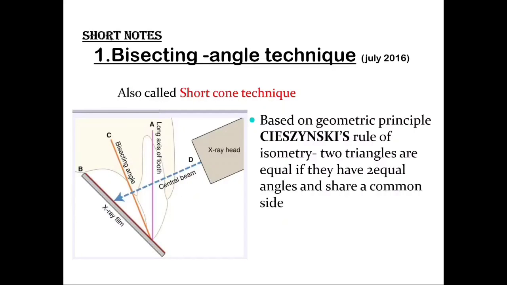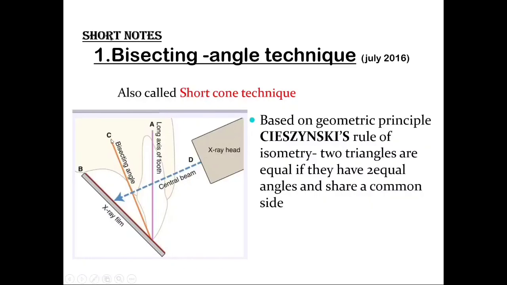As I said, bisecting angle technique, the other name is called the short cone technique. Once this question has been asked, you should draw the diagram like this, and along with that you should speak about what rule it follows. It follows Cieszynski's rule of isometry. So in the rule of isometry, what it means is that you have two triangles being formed. The two triangles, one is the long axis of the tooth and one is the X-ray film that is being composed over here.